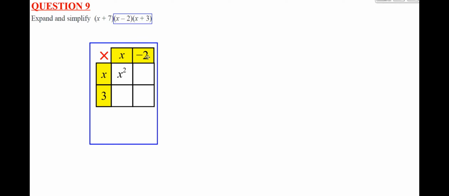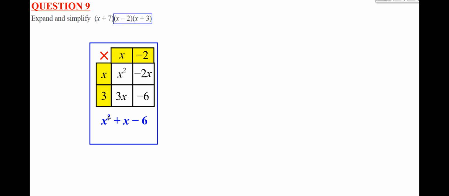x multiplied by minus 2 is minus 2x. x times 3 is 3x. And finally, 3 times minus 2 is minus 6. This then needs to be simplified down. We've got 1x squared. 3x take away 2x just leaves us with 1 positive x, and of course minus 6. So the expansion of the last 2 is x squared plus x minus 6.